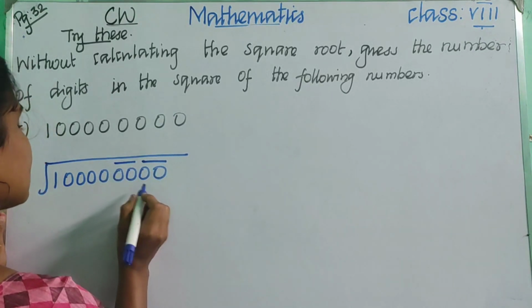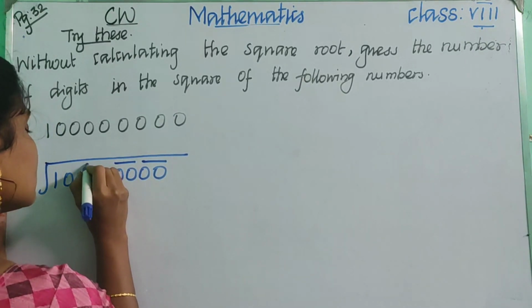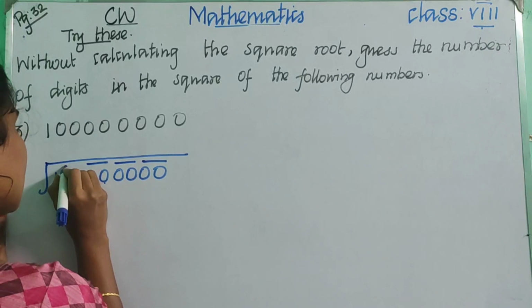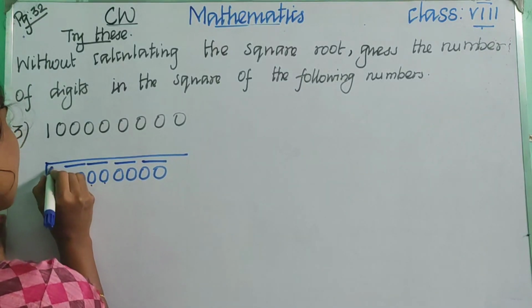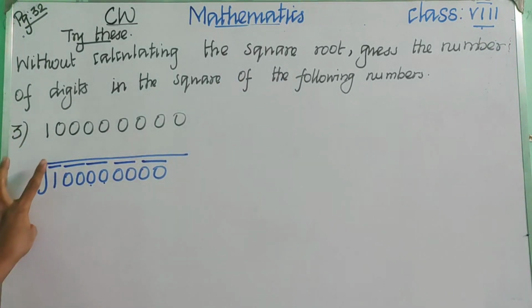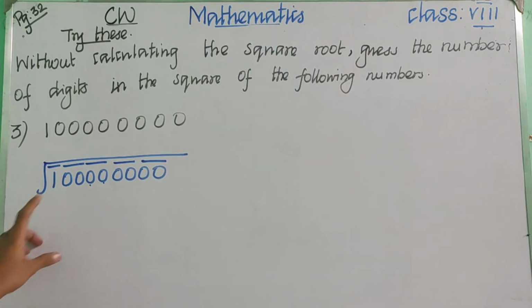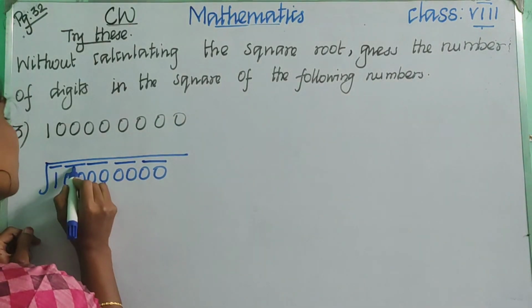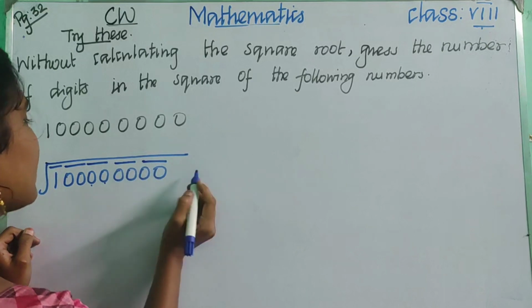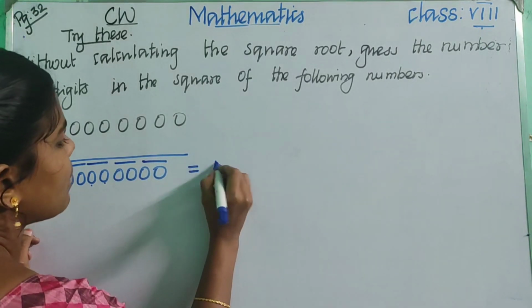Now put the second bar and then 2 digits, third bar, and again 2 digits, third and next bar, and at the last only 1 digit. For that, put 1 bar. So count the number of bars. 1, 2, 3, 4, 5. Totally 5 bars. Okay, children.